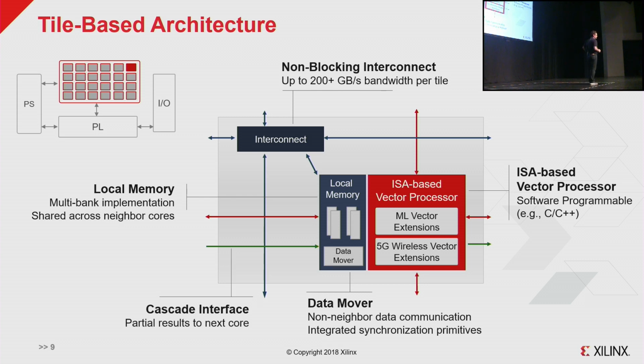And finally, you can see this green arrow is what we call a cascade interface, which can be used to send the partial results to the next core, to the neighboring core. It's a direct point-to-point connection as well. As you can see, this is a tile, but it has leveraged a lot of traditional functionality that you can find in Xilinx products today.